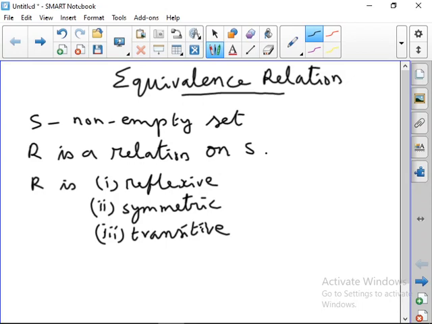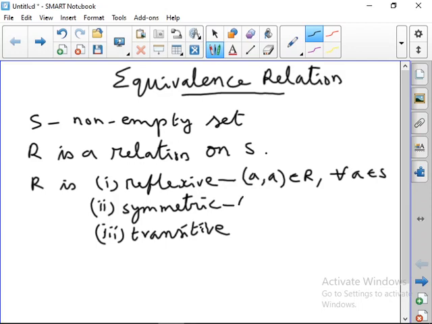Okay. Even if one of it does not satisfy, it is not an equivalence relation. Only if all three are satisfied, it is an equivalence relation. So what is reflexive? If (a, a) belongs to R for all a belongs to S, then it is called a reflexive relation.